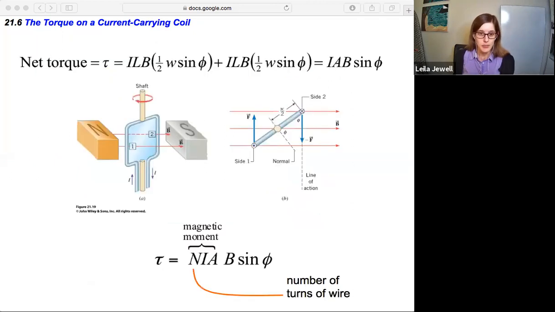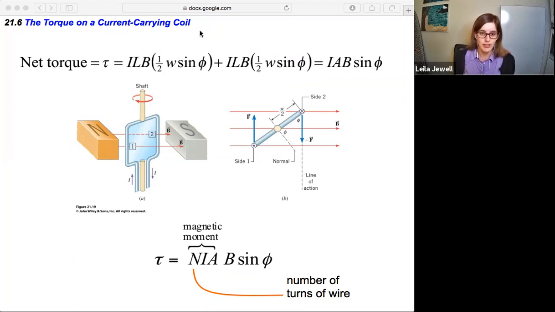So if we want to set up the net torque, remember our symbol for torque is the Greek letter tau. It's a curvy T. And it'll come from the current times the length of the wire times the magnetic field. And there's two different components here. One is from side one, the other's from side two. So we have half the width times the sine of the angle between them, but they're at the same angle. So these end up being the same terms. And if we add the half width plus half width, it just becomes a full width.